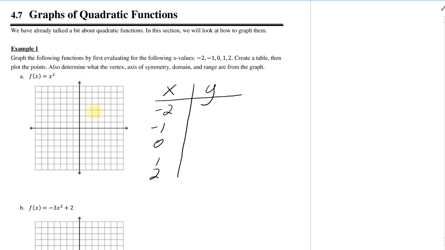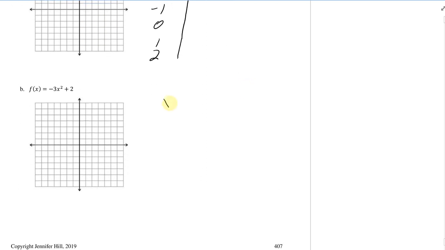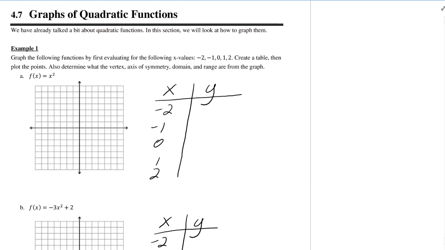And then you want to plot the points. And then you want to do the same thing here. So you're going to set this up. Same values, -2, -1, 0, 1, 2. So plug these now into this function and then plot. So pause the video, go ahead and do that. Hit play when you're ready to check all your solutions.